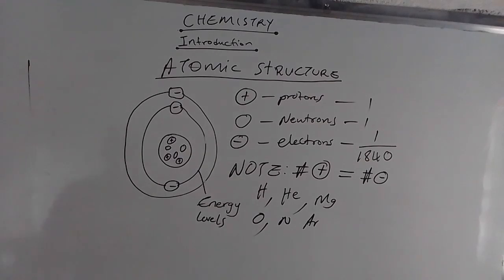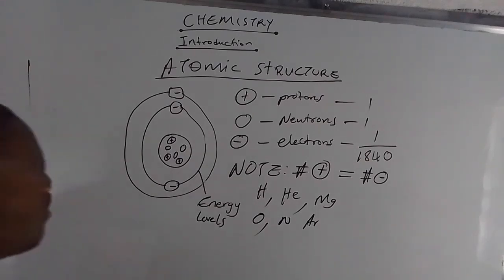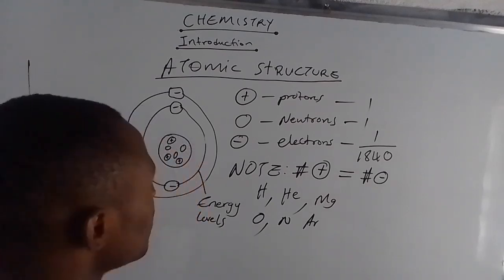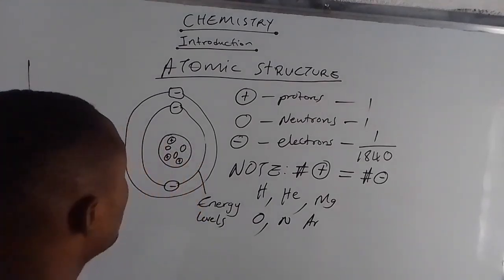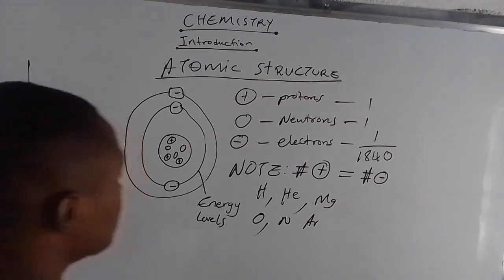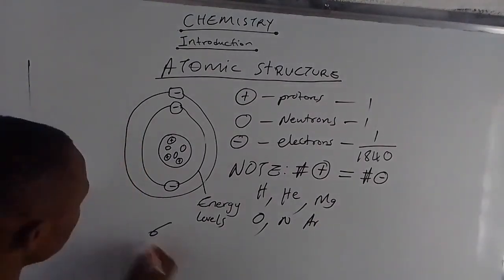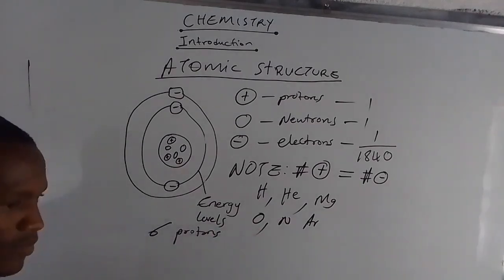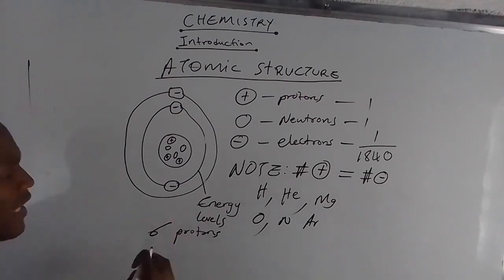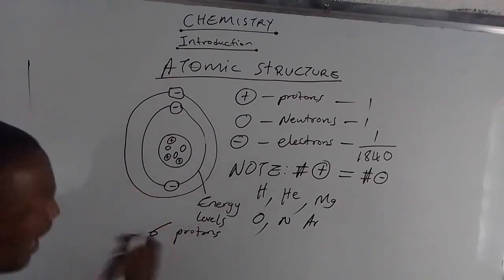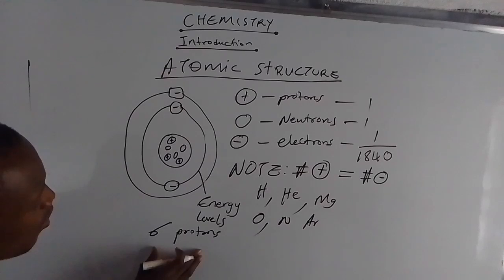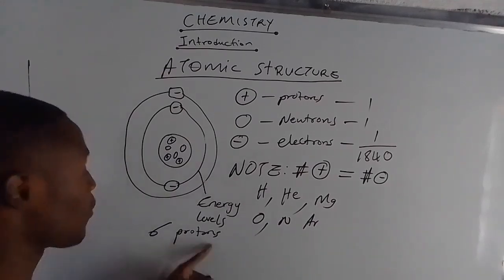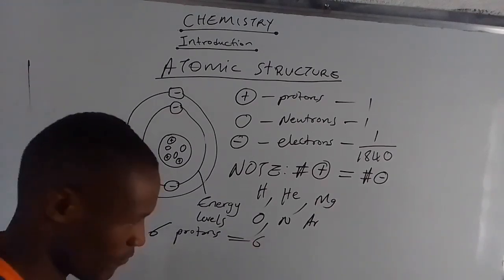So those are examples of atoms. What are the questions we are likely to have from the atomic structure? Number 1, maybe they give you an atom that had 6 protons. How many electrons were there? Now we know that any neutral atom will have the same number of electrons as protons. Therefore, the number of electrons for 6 protons will also be 6.